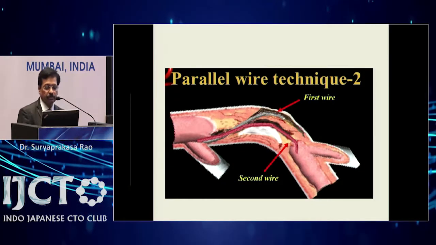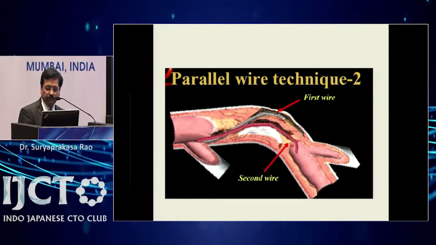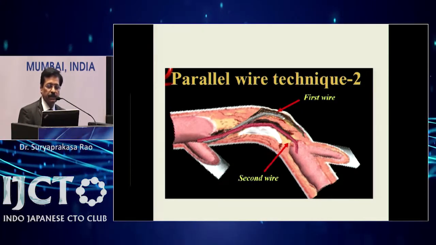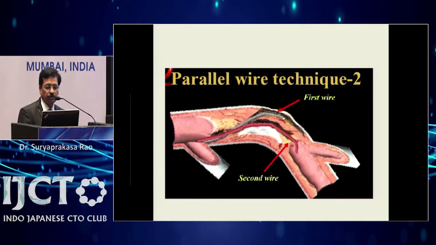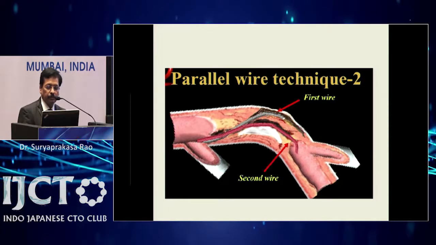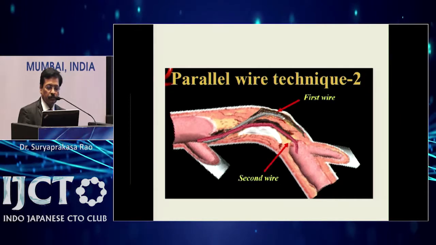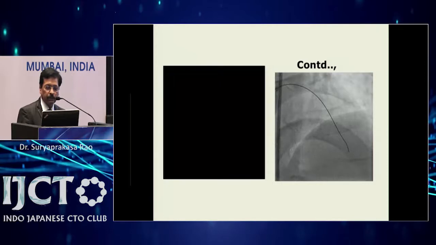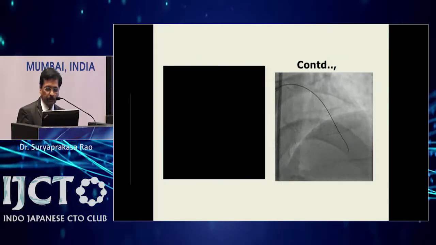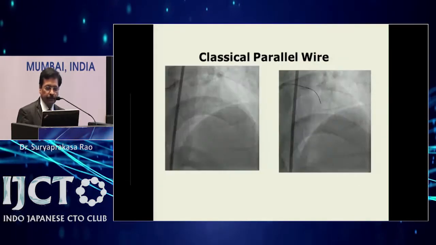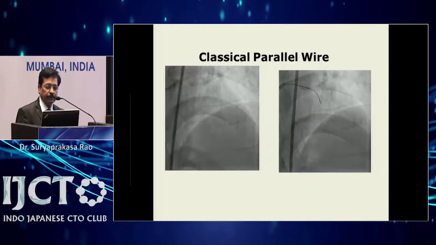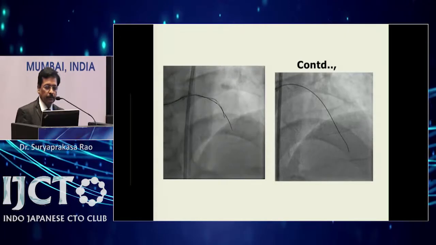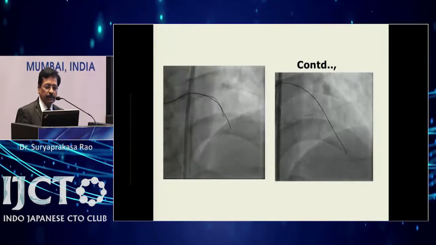This is a standard diagram. The first wire is in the false lumen, and if there is no space, the second wire automatically follows it to the true lumen. That is one of the principles. So this is the standard, classical parallel wire.